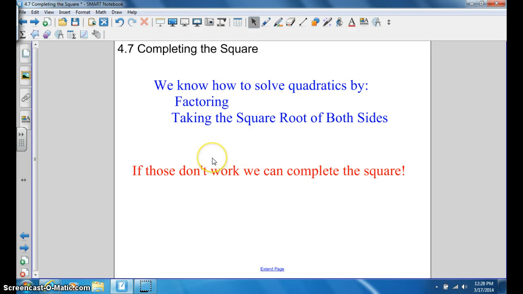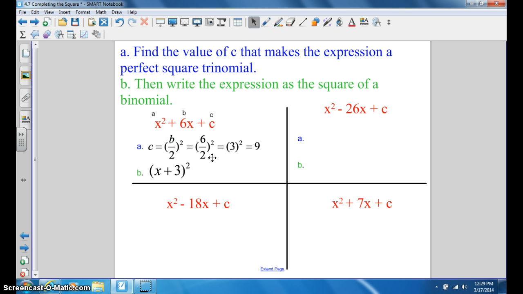So today we're going to talk about completing the square. We know how to solve quadratics by factoring, by taking the square root of both sides, and so on. But sometimes when we're factoring, we come to problems that are prime. For those problems that were prime, now we're going to learn how we can solve those. If we look at these couple examples here, all we're going to do is complete the square.